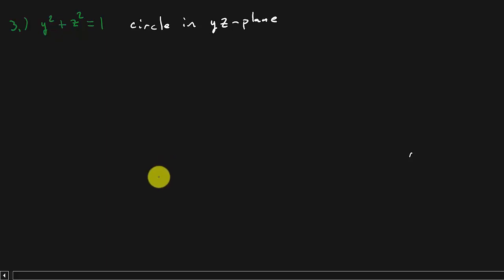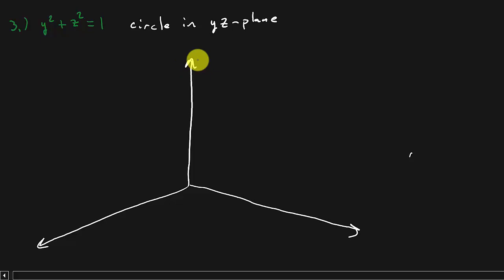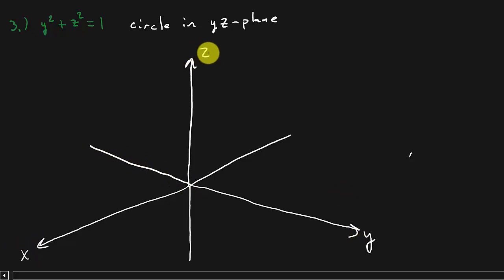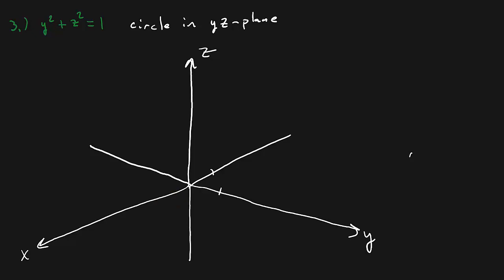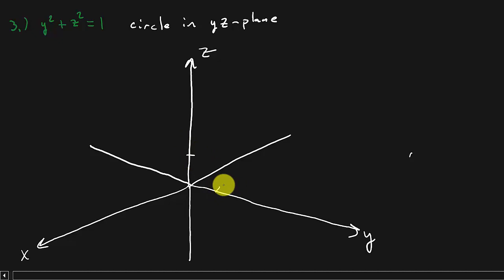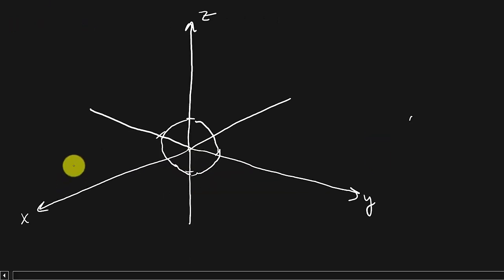So let's go ahead and graph this thing. There's X, Y, and Z. So this is a circle with radius 1. And so there's 1, 1, let's see. Hang on. It's in the YZ plane, right? So we've got 1, 1, 1, and 1. And so it's going to look something like this. And then you could have another one like this, in the YZ plane.